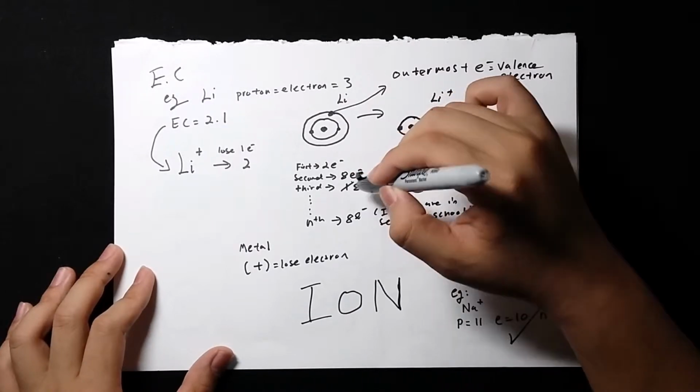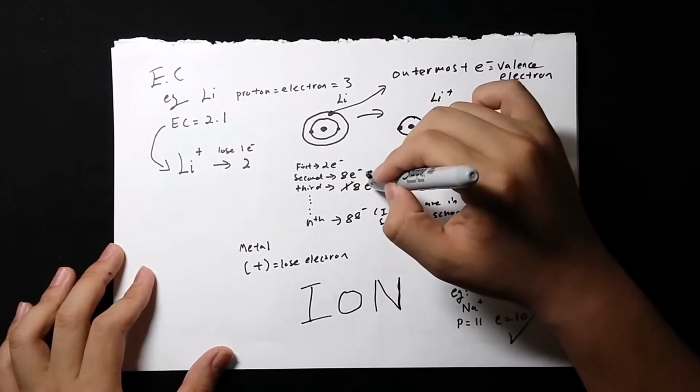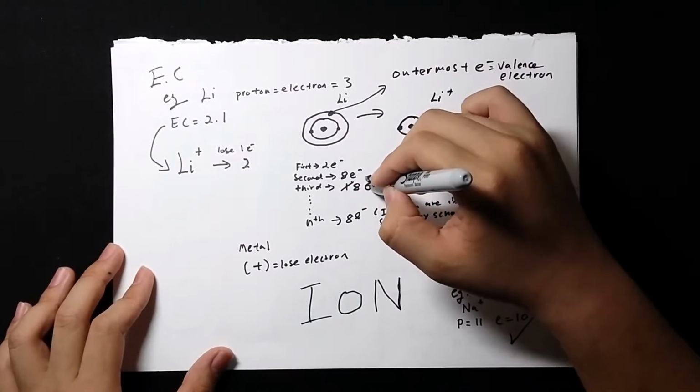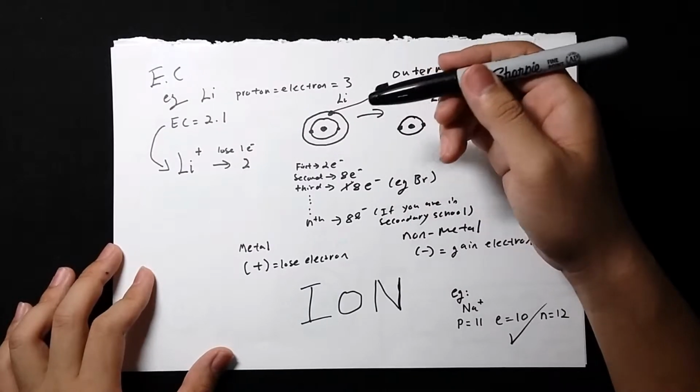For the secondary school syllabus, you only need to know that the third shell, fourth shell, fifth shell, and subsequently, can only hold up to 8 electrons. If you are keen to find out more, you can do some Google research.